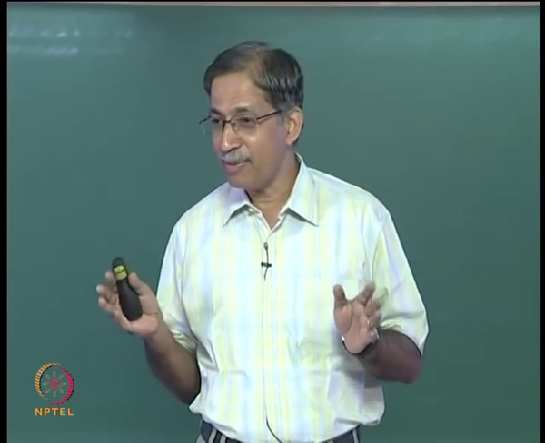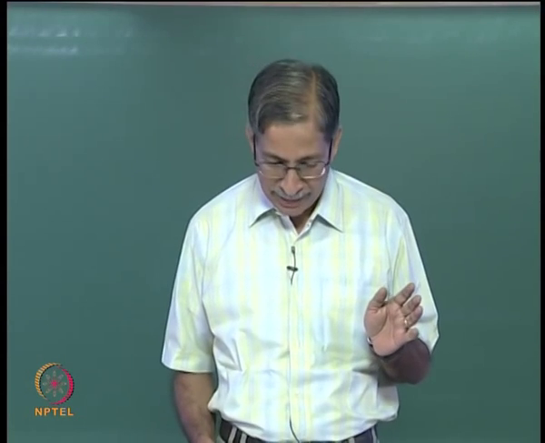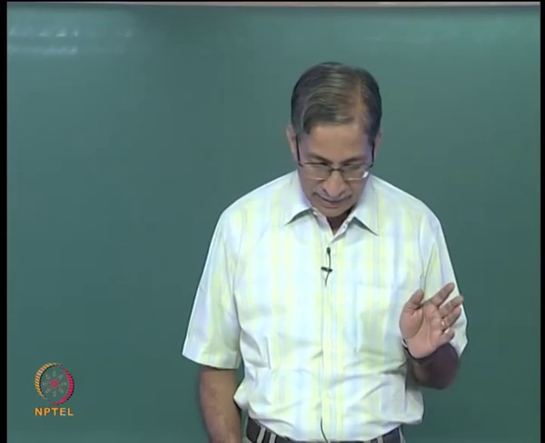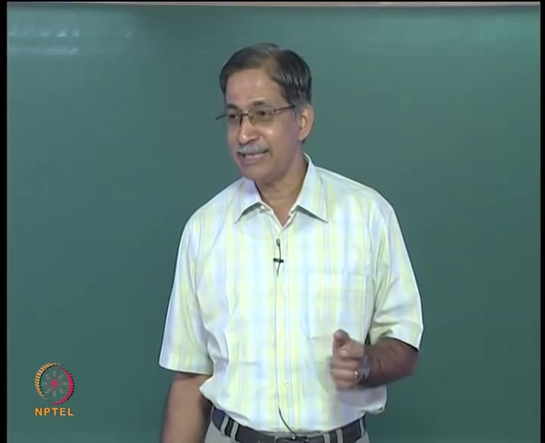You know about the property of positive definiteness. Okay, so you should read these. I will just finish this. A square matrix of order n is said to be positive definite if for any arbitrary choice of n-dimensional vector x, the product x transpose A x yields a scalar quantity that is positive. If it is negative, it is ill conditioned. If it is 0, it is called semi-definite.